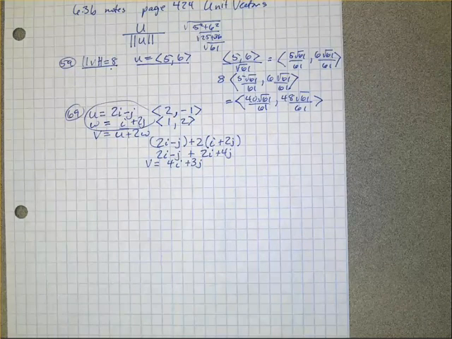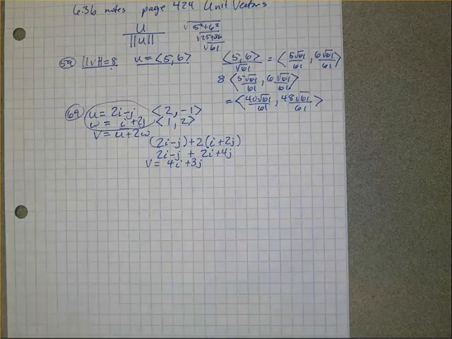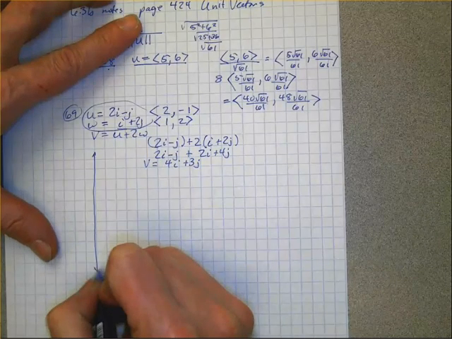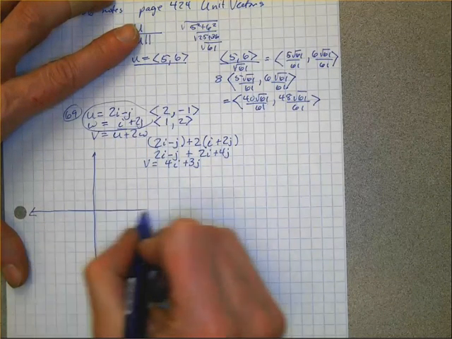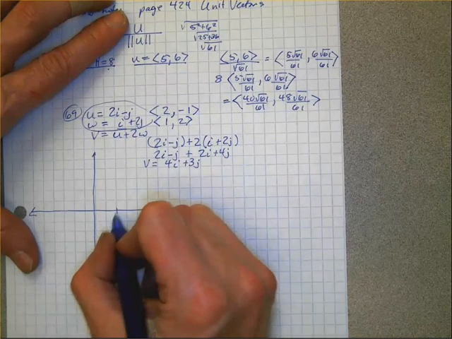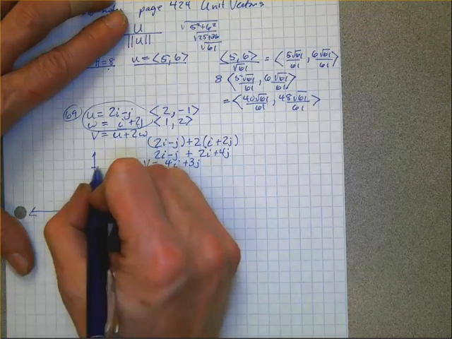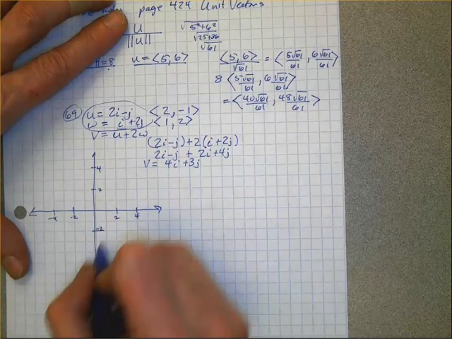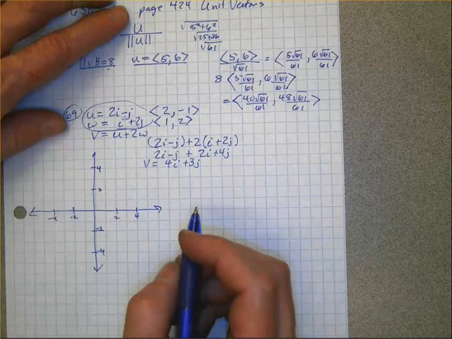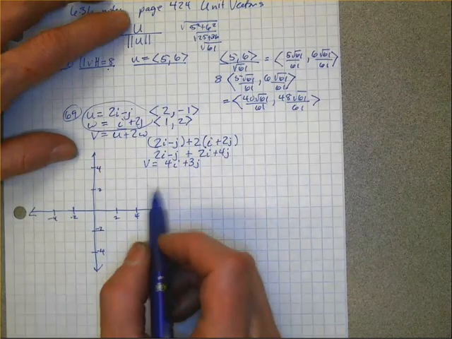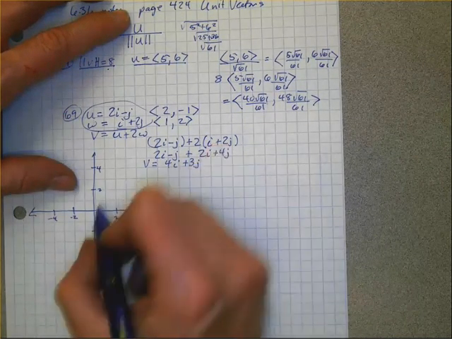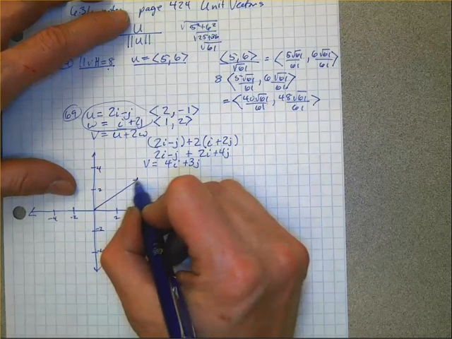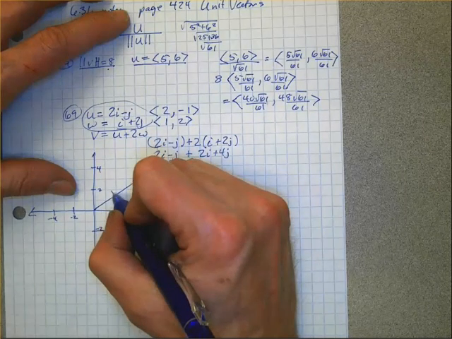And so what does that look like in terms of a graph? Well, I know I'm not going to need more than 5 in any given direction, so I'm going to make my grid accordingly. I'll call that 2, 4. Call that 4 in each direction. And I'm going to graph first my resultant vector, which is 4i plus 3j. So I'm going to go 4 in the horizontal and 3 in the vertical. And that is my vector v.